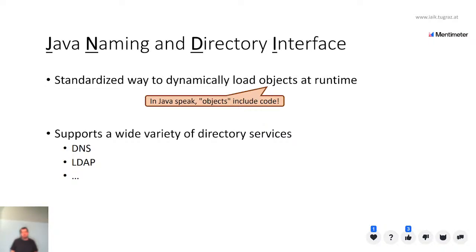There is a reason why deserialization vulnerabilities are one of the most popular classes of vulnerabilities in Java. Yeah, so objects include code, which means this JNDI is now a standardized way to dynamically load code at runtime. Well, that's not optimal, but it is what it is.